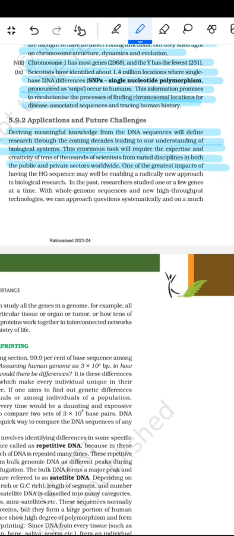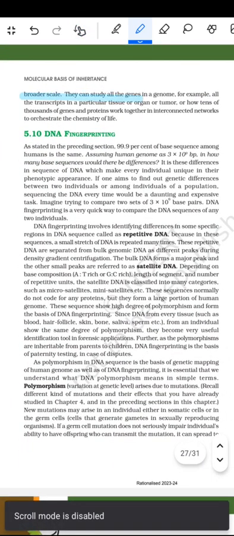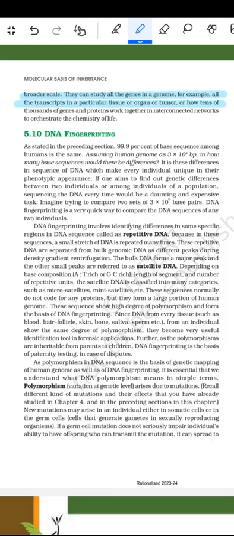One of the greatest impacts of having the human genome sequence will be enabling a radically new approach to biological research. In the past, researchers studied one or a few genes at a time. With the whole genome sequence and new high-throughput technology, we can approach questions systematically and on a much broader scale. They can study all the genes in the genome, for example, all the transcripts in a particular tissue, organ, or tumor, or how tens of thousands of genes and proteins work together in interconnected networks to orchestrate the chemistry of life.